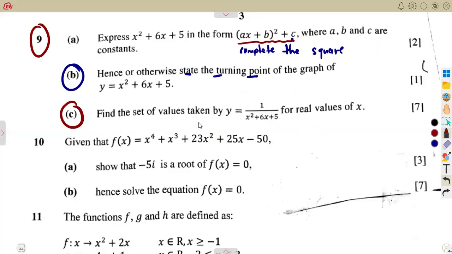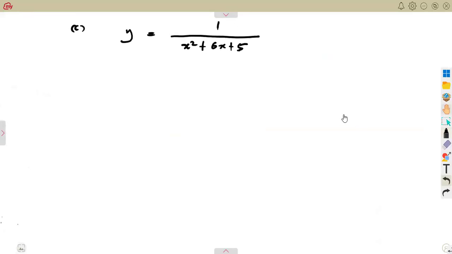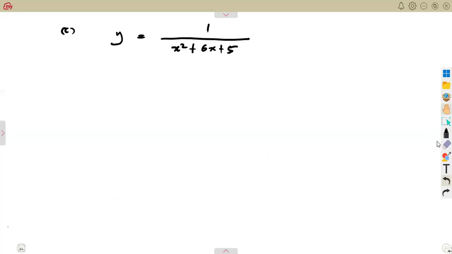Then part C: find the set of values taken by y for real values of x. The moment we are given something about real values, let's just have our equation. We are given that y is equal to 1 over x squared plus 6x plus 5. If they wanted you to have a continuation from what you had before, they were going to write that statement again. So otherwise, this is a question on its own. It has nothing to do with what you have done before. If it had to be a continuation, they were going to state that. They can remind you that you can continue. But in this case, there's nothing like that.